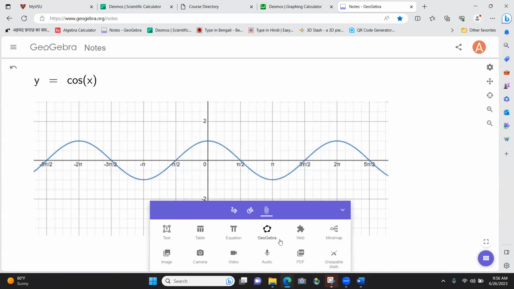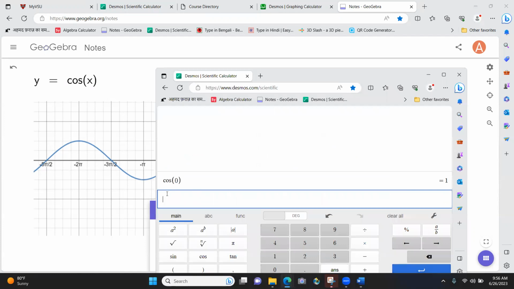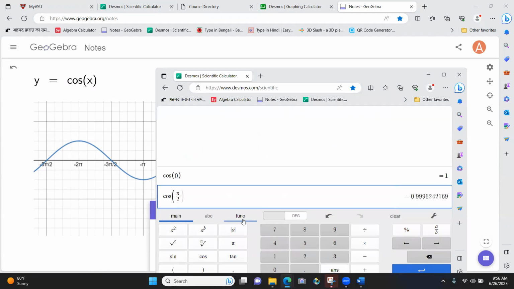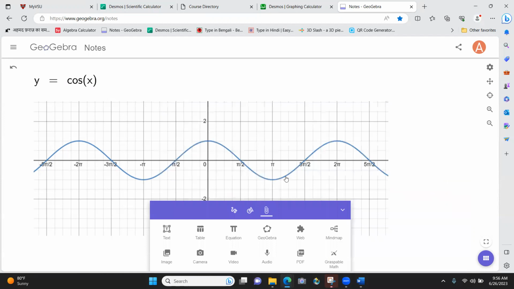Cosine of pi over 2 should be 0. Your unit circle will tell you the same thing. The graphing calculator will tell you the same thing. Cosine pi over 2. Okay, I'm in degree. That's not good. Now I'm in radian. And that's what we expect. Cosine pi over 2 is 0 right here.